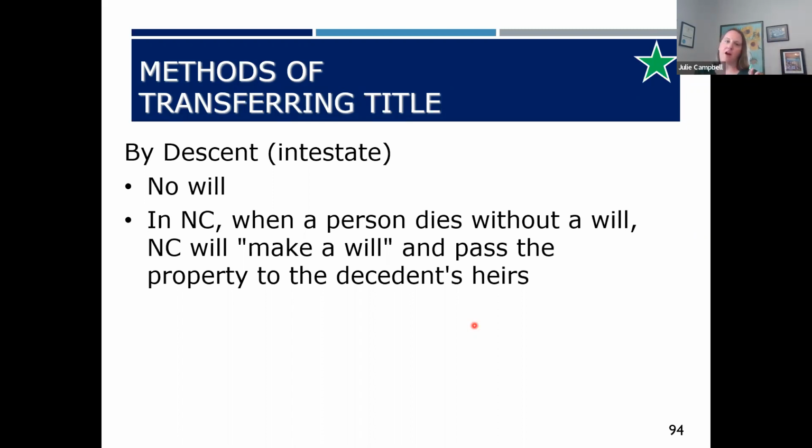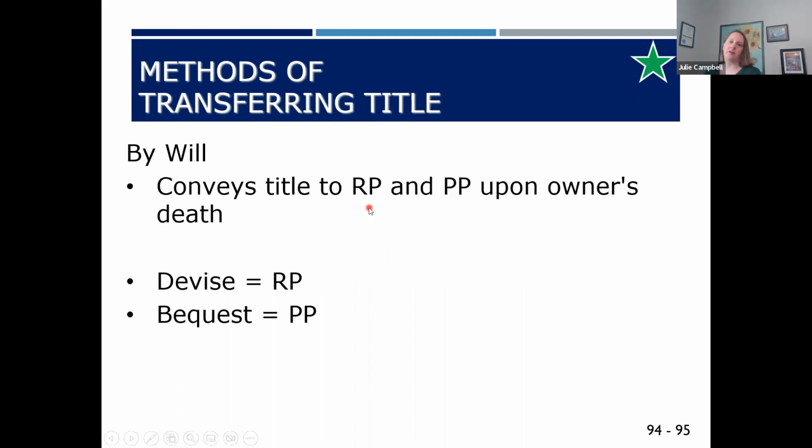So you've either transferred your property voluntarily, involuntarily, by descent, or the last one is by will. If you have a will, your wishes have been conveyed. What do you want to have happen to your real property? What do you want to have happen to your personal property? And this is the fourth method for transferring title. Wills don't kick in until the individual passes away, right? You can update your will every day for the rest of your life. The one that matters is the current one when the individual passes away.